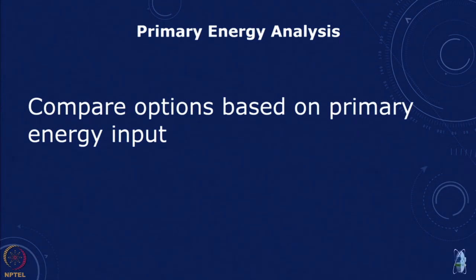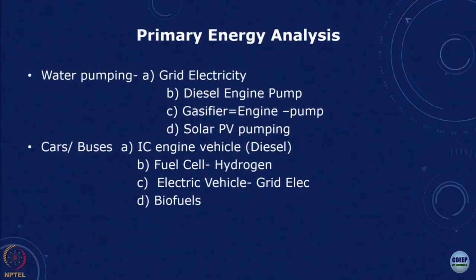So, in primary energy analysis, what we are doing is we are going to compare different options based on the primary energy input. For a given final energy service or final output which is required, we would compare these options based on the primary energy. We will draw the energy flow diagram or the energy chain for each of these options, then work backwards and compare the primary energy input. So let me give you a set of different examples and then we'll try and do a couple of them.